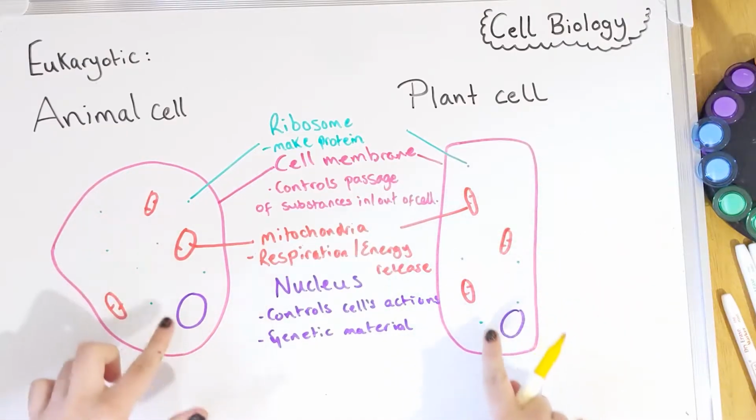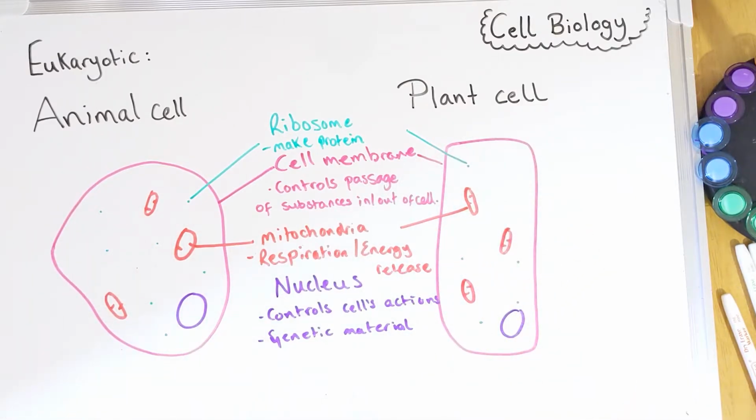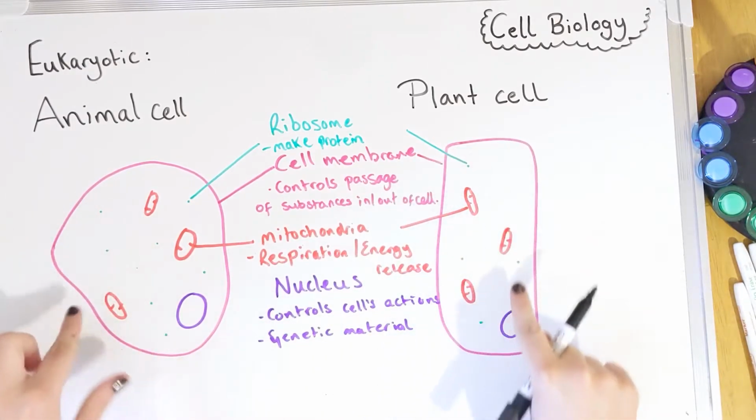The final bit they both share is the white stuff in here, which I'm going to draw in black because white on white ain't a good look. So the white stuff inside here is like a jelly-like substance. It's called cytoplasm, and it's where most of the chemical reactions in the cell happen, including anaerobic respiration.